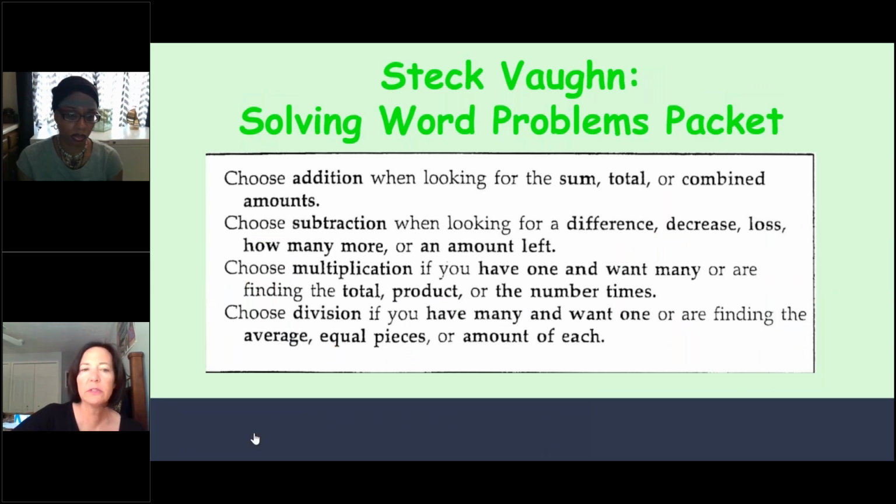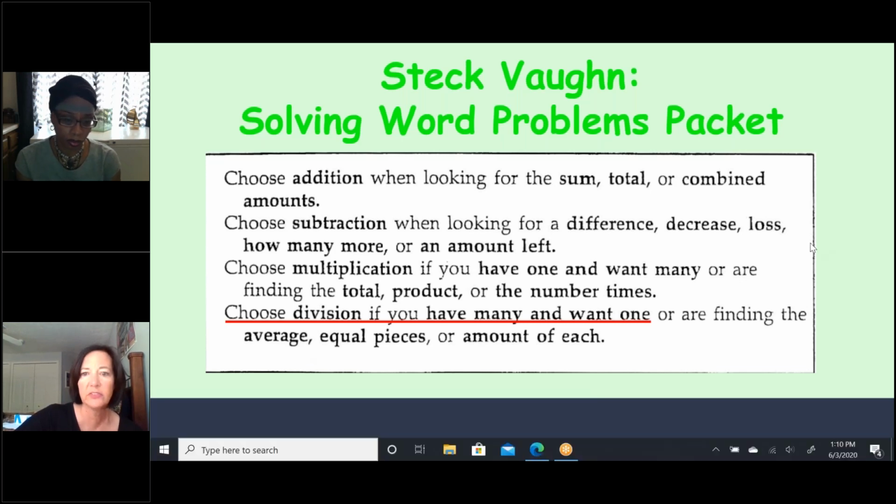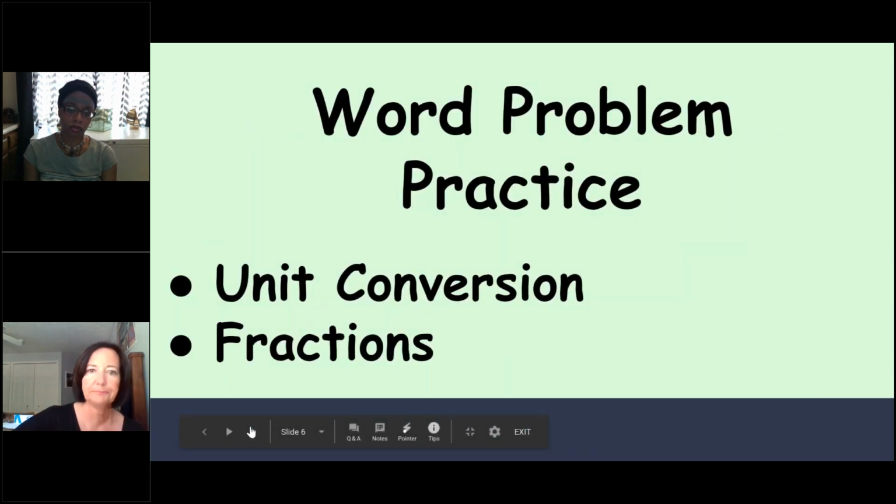This is another one of the Seeds of Literacy packets, and they again have got their list of keywords. The one thing that I thought was different that I really liked out of this set of notes is you need to choose division if you have many and you want just one. And then, of course, also if you're averaging or equal pieces or amount of each, like we talked about. But a lot of times, you will be starting with a group and they say, how about if you just have one? That's an indication you're going to be dividing in that problem.